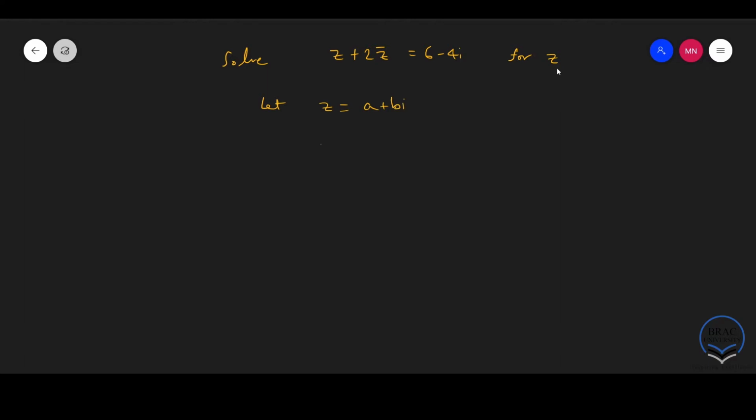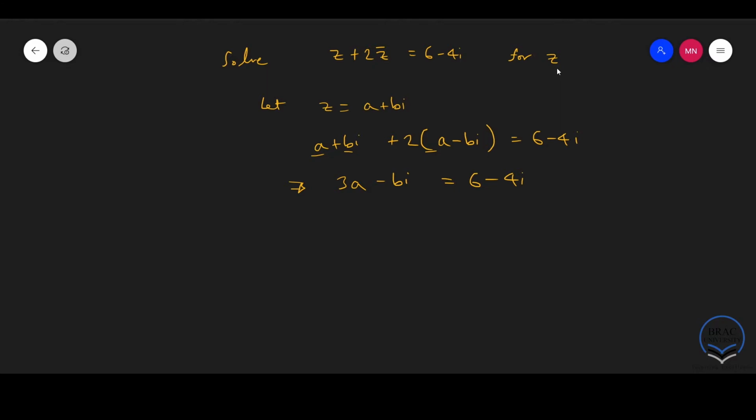So if that is the case, I have a plus bi plus 2 times a minus bi is equal to 6 minus 4i. So this becomes, well, we have a plus 2a, we have 3a, we have bi minus 2bi, which is minus bi. This is equal to 6 minus 4i, right? So we have this equation here.